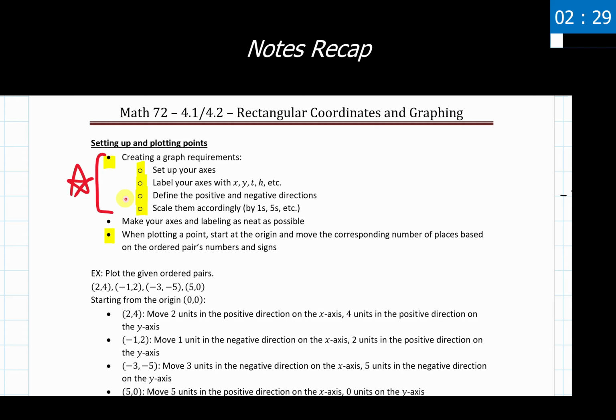If you are in my class, then these 4 requirements here you must have on all of your graphs. If you are missing one or more of these on a test, I will not grade your graph. It will be put into the grade for that test as a 0 for that problem.